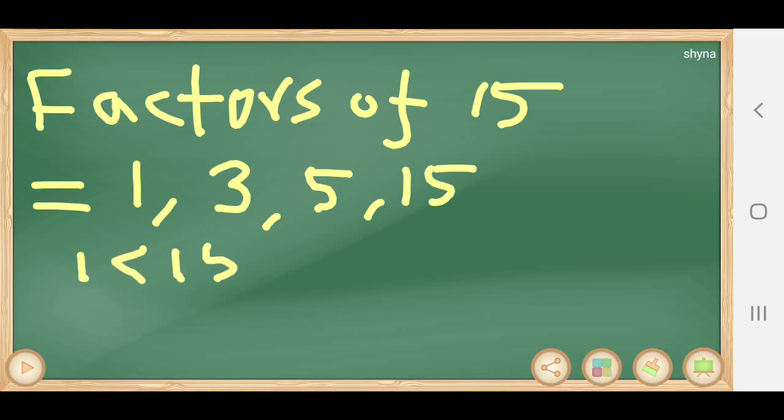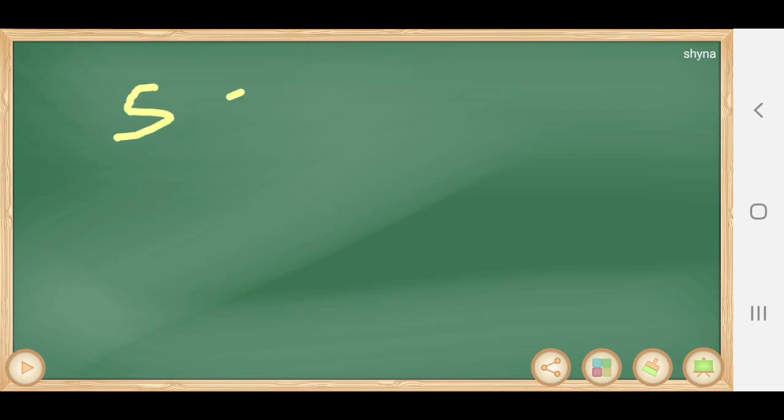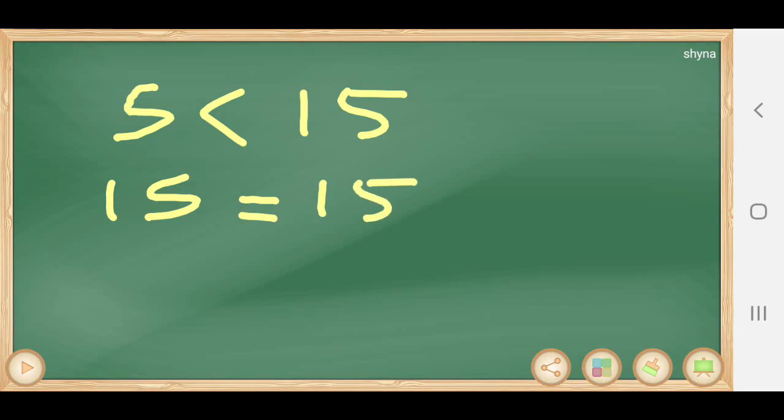1 less than 15. 1 by 1 you write, 3 less than 15. Below that what you can write? I think all of you have completed. 1 less than 15, 3 less than 15, 5 less than 15, and 15 equal to 15. That is, every factor of a number is less than or equal to that number.